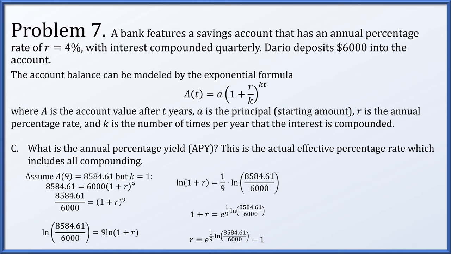So the annual percentage yield, r, is e to the 1/9 times the natural log of 8,584.61 divided by 6,000, all minus 1. Plugging this into a calculator and computing, we get about 0.0406, or 4.06%.